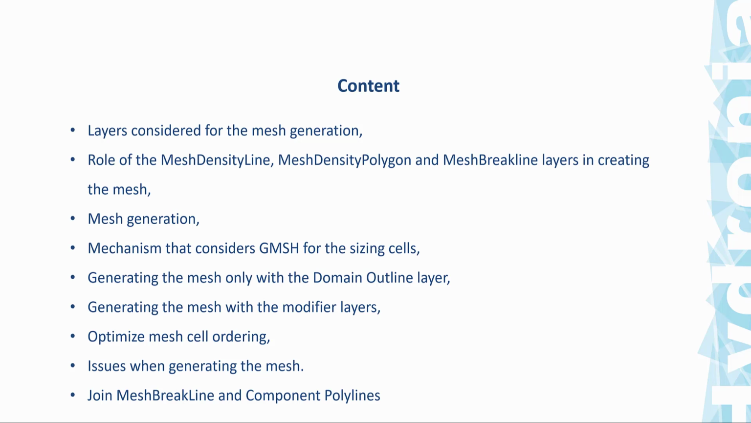Then we'll discuss the mesh generation process, the mechanism that considers GMSH for sizing the cells, and we'll see that GMSH is the program that we use to generate the mesh. Then we'll see how we can generate the mesh only considering the domain outline layer without the other modifier layers, followed by the use of the modifier layers to refine the mesh in different ways.